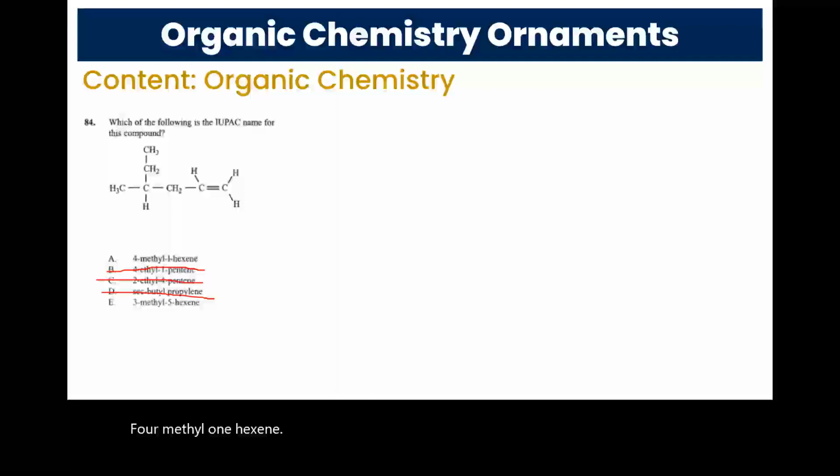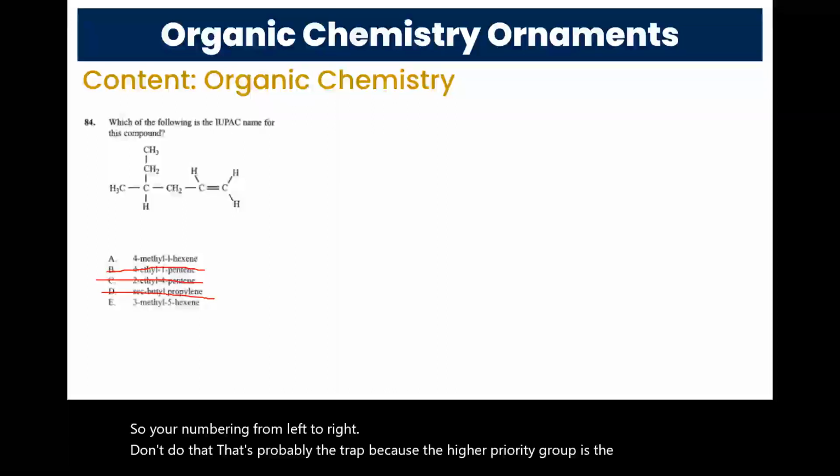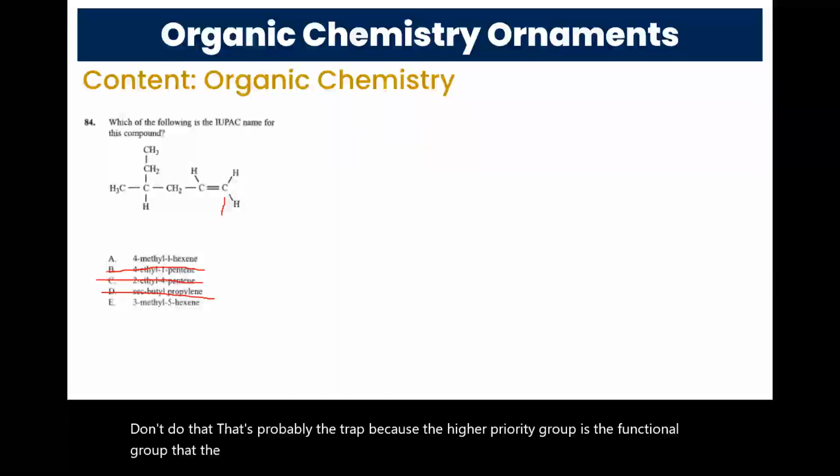So you're numbering from left to right. Yes. Don't do that. That's probably the trap, because the higher priority group is the functional group, the hexene, which means that's forced to be carbon 1. The answer is A.